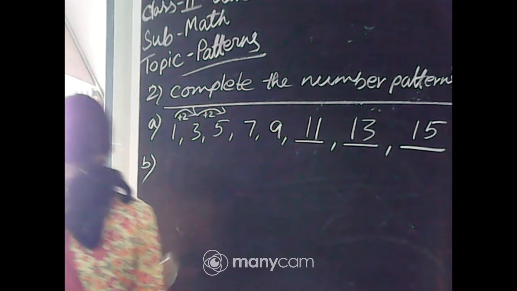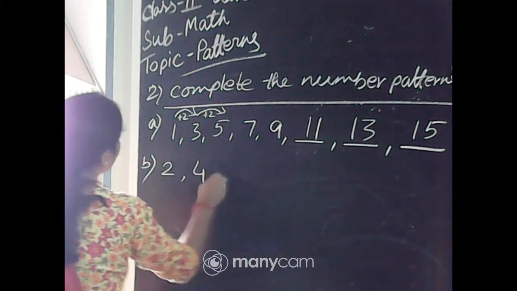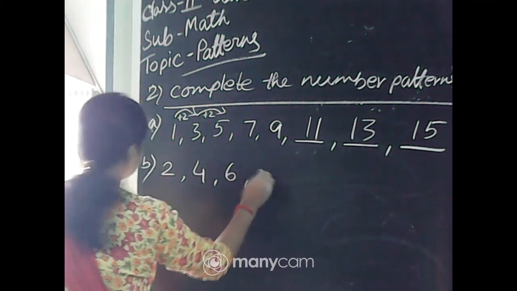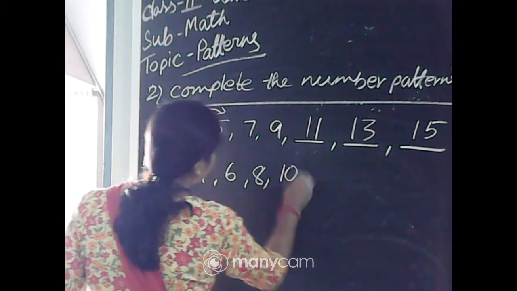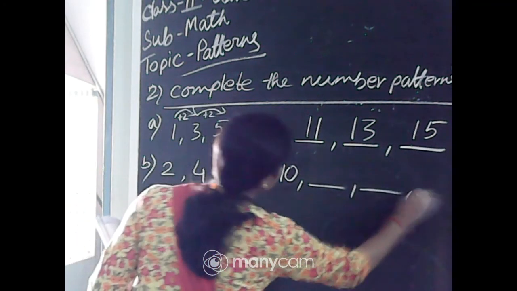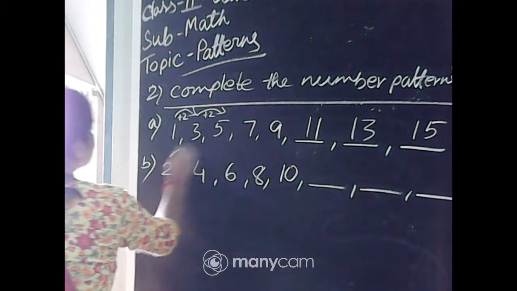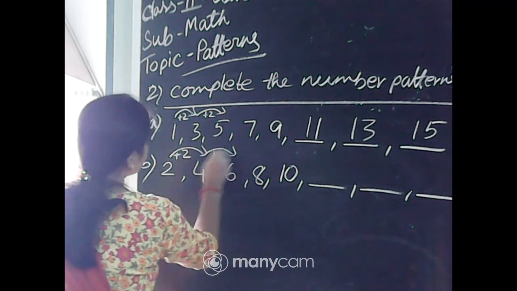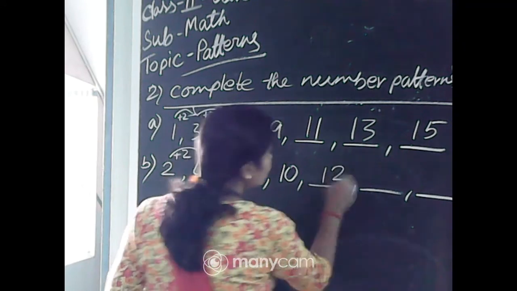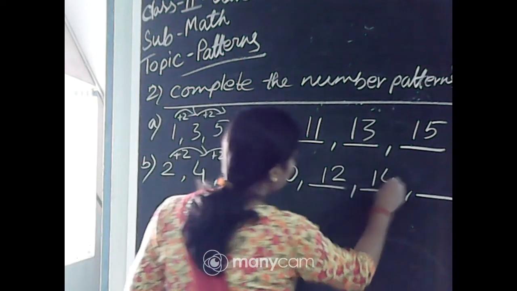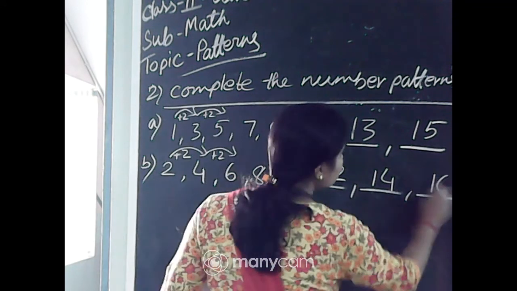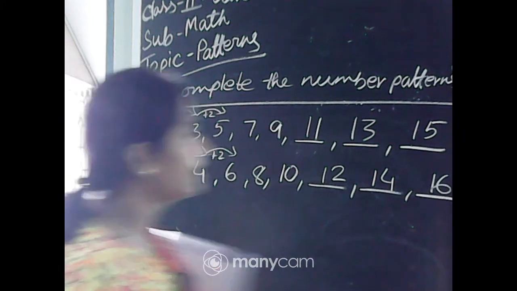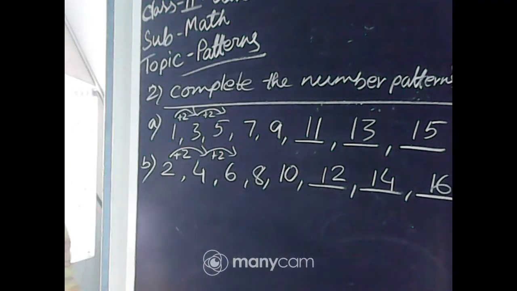Next, number B, you all know 2, 4, 6, 8, 10, and what will be the next 3? 2 plus 2, here also plus 2, 2 plus 2, 4, 4 plus 2, 6, 10 plus 2, 12, 12 plus 2, 14, 14 plus 2, 16. Yes, very good, Sudeshna, Samritho, very good.